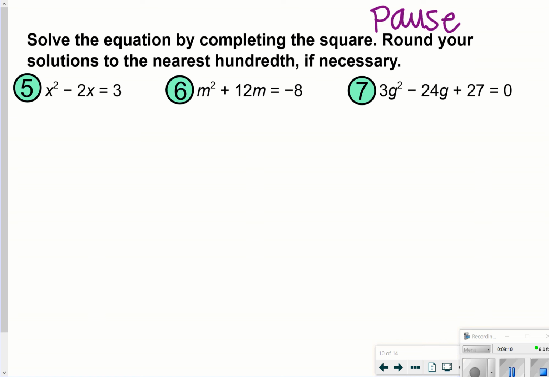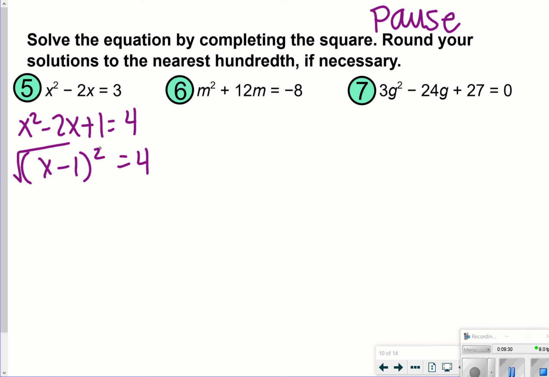Alright, so what I did for number 5 is I added 1 to both sides because that's half of 2, and half of 2 is 1, 1 squared is 1. So I'll have x squared minus 2x plus 1 is equal to 3 plus 1, which is 4. X squared minus 2x plus 1 is the binomial x minus 1 squared.